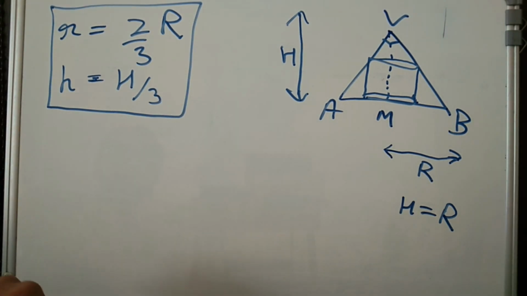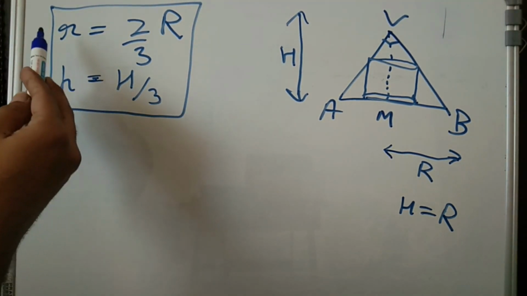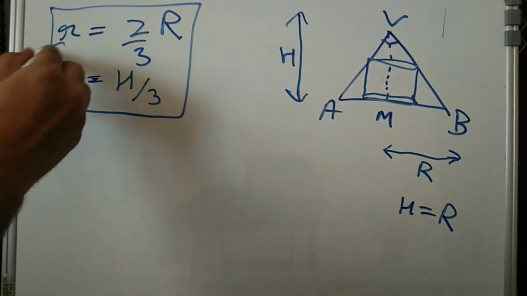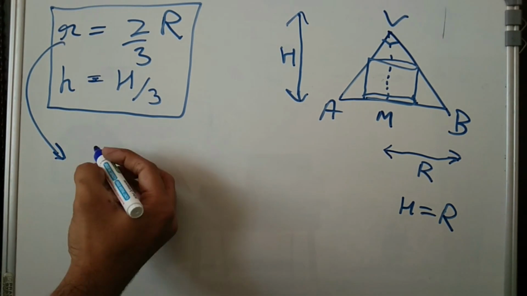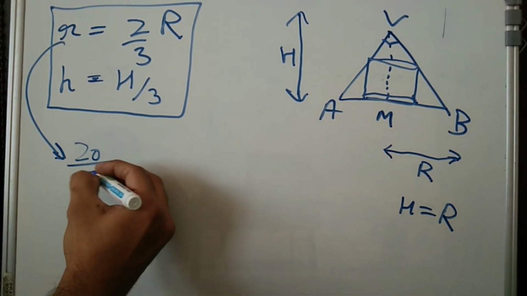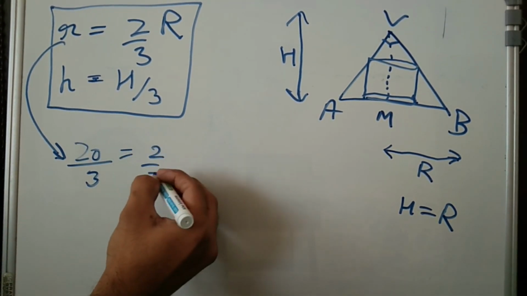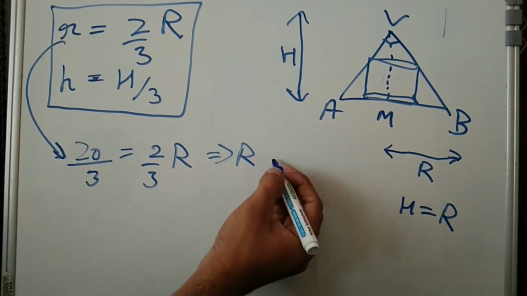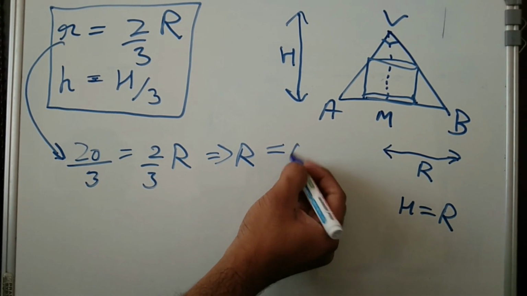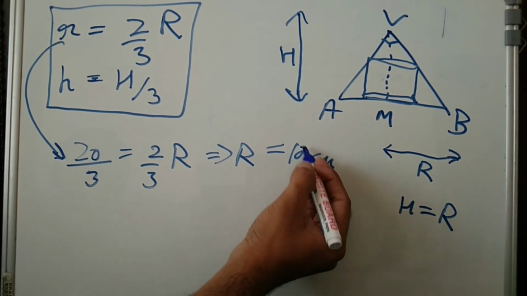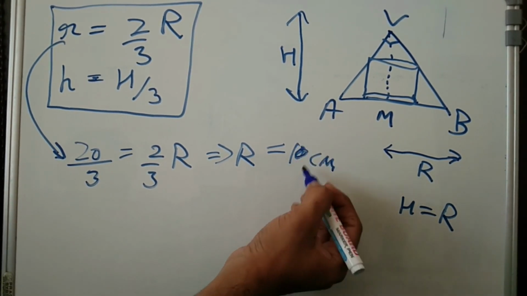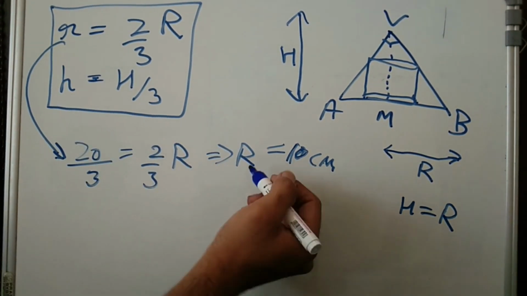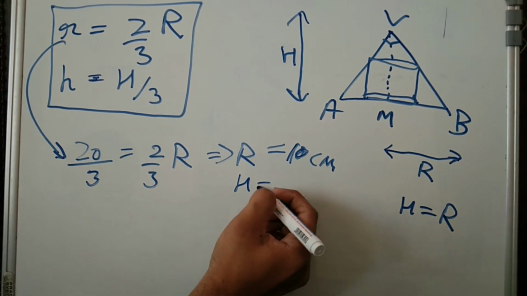It means that r is given to be 20 by 3. So capital R would be 10. From this, I was given 20 by 3 is equal to 2 by 3 capital R. It means R is equal to 10 centimeter. R is equal to 10 centimeter. So, if R is equal to 10 centimeter, height will also be 10 centimeter.